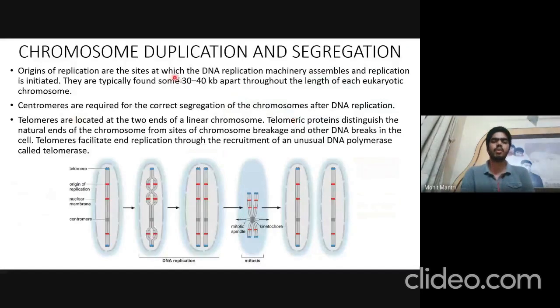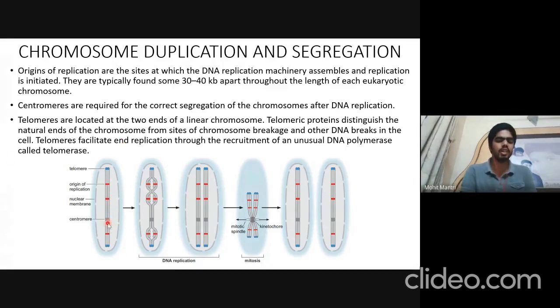Then comes chromosomal duplication and segregation. As we saw, the genome consists of chromosomes, and a chromosome consists of three main regions. One is the origin of replication. These red marks are origins of replication. They may be many in eukaryotic organisms and usually single in prokaryotic organisms. The origins of replication are the sites where the DNA replication machinery assembles and replication begins. And these are usually 30 to 40 kilobases apart in a eukaryotic chromosome.